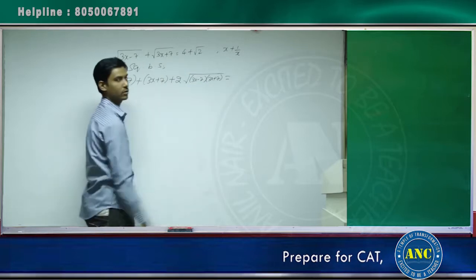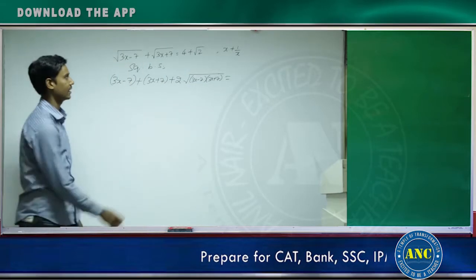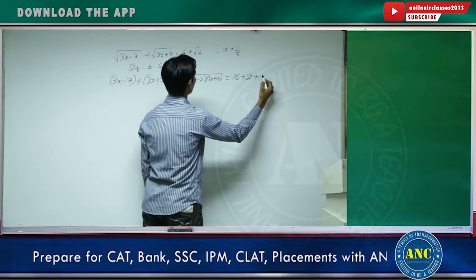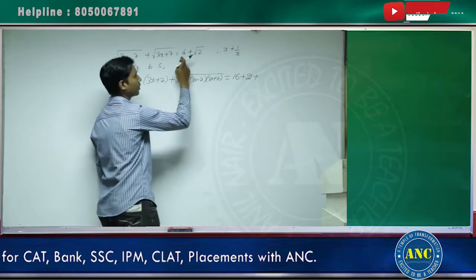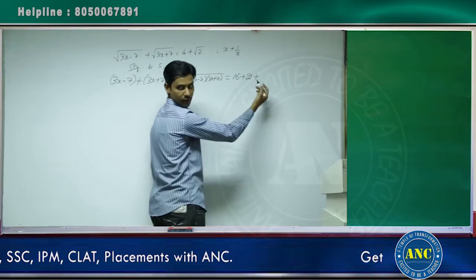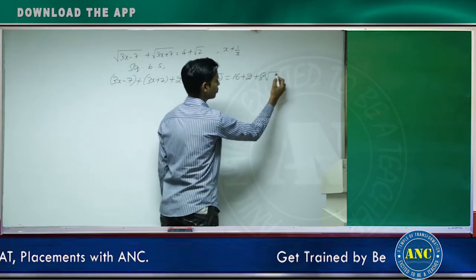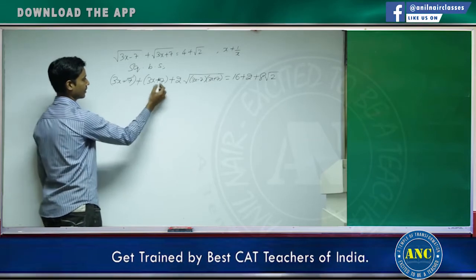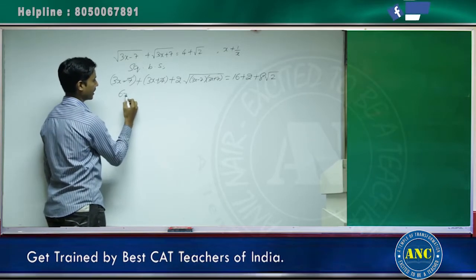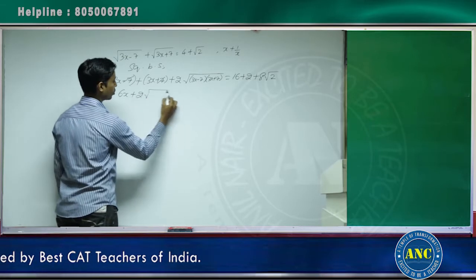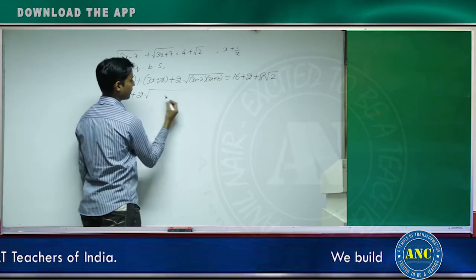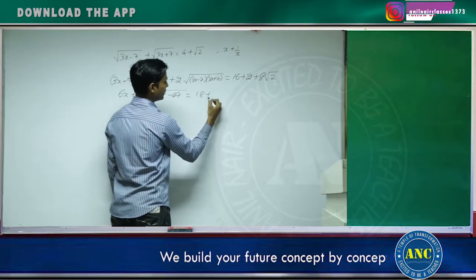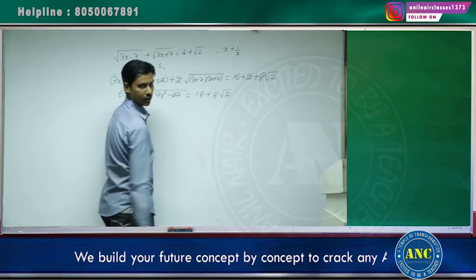Same thing, if I expand the right hand side using a plus b whole square: 4 square is 16, root 2 whole square is 2, plus 2 into 4 into root 2, which is 8 root 2, right? Now if I simplify this, minus 7 and plus 7 cancel. 3x plus 3x is 6x. 6x plus 2 into root of, this is a plus b into a minus b, a square minus b square. This is equal to 18 plus 8 root 2.